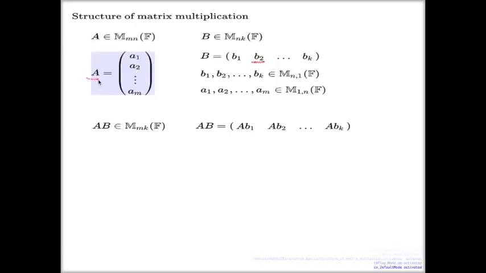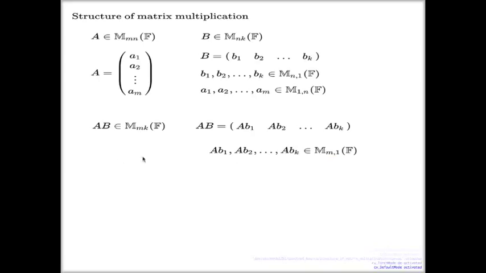They are compatible, right? Each little B1, B2, BK is of size N by 1, and the A matrix size is M by N, so they are of compatible size and you can multiply them. The result, AB1, AB2, ABK, will be matrices of this size. So everything actually fits together in this regard.